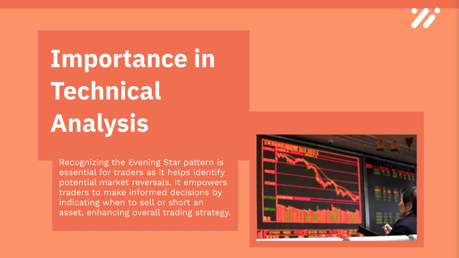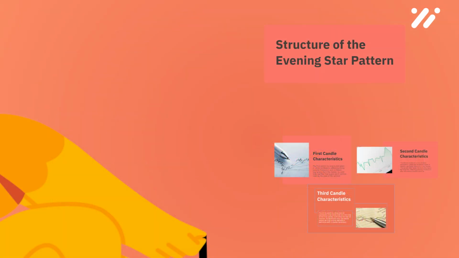The evening star is a 3-candlestick pattern that occurs after a sustained upward price movement. It is used to identify potential selling opportunities and marks the transition from a bullish phase to a bearish phase. Looking at the key characteristics of the evening star pattern.